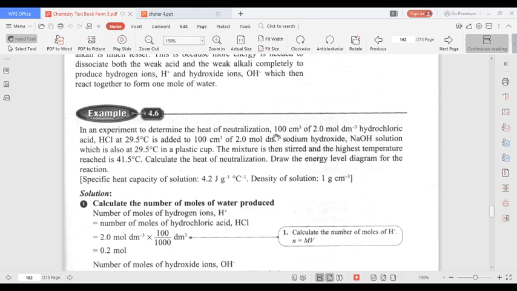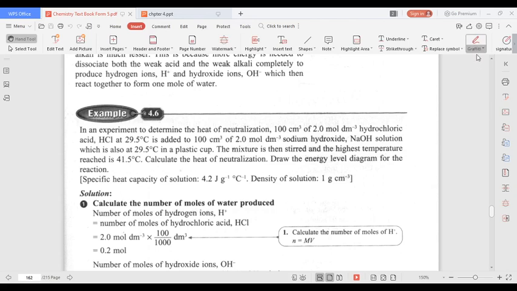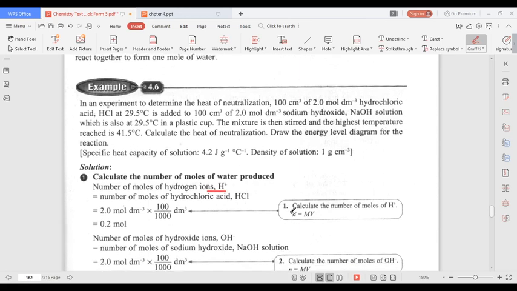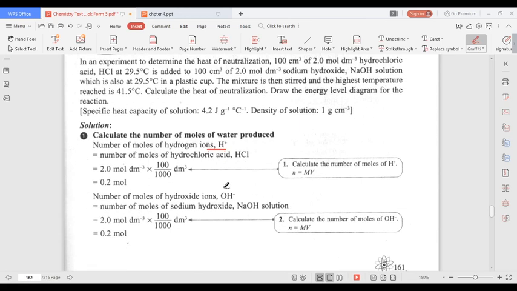So that means n equals MV over 1000. Okay, n sama MV over 1000 dekat sini. So kenapa ambil daripada acid? Sebab acid akan produce hydrogen ion. Betul kan Rishi? Ya cikgu. Kalau Rishi kamu tak tulis mole, contohnya, salah ke betul? Salah cikgu. Salah. So jangan buat kesilapan.